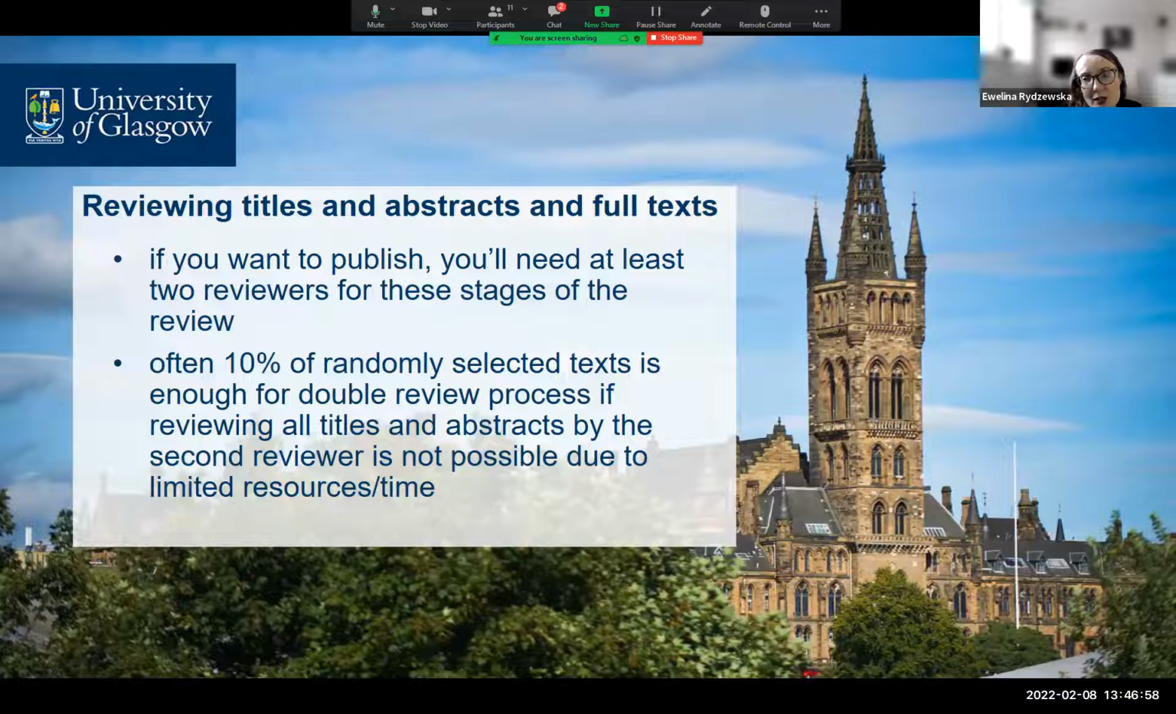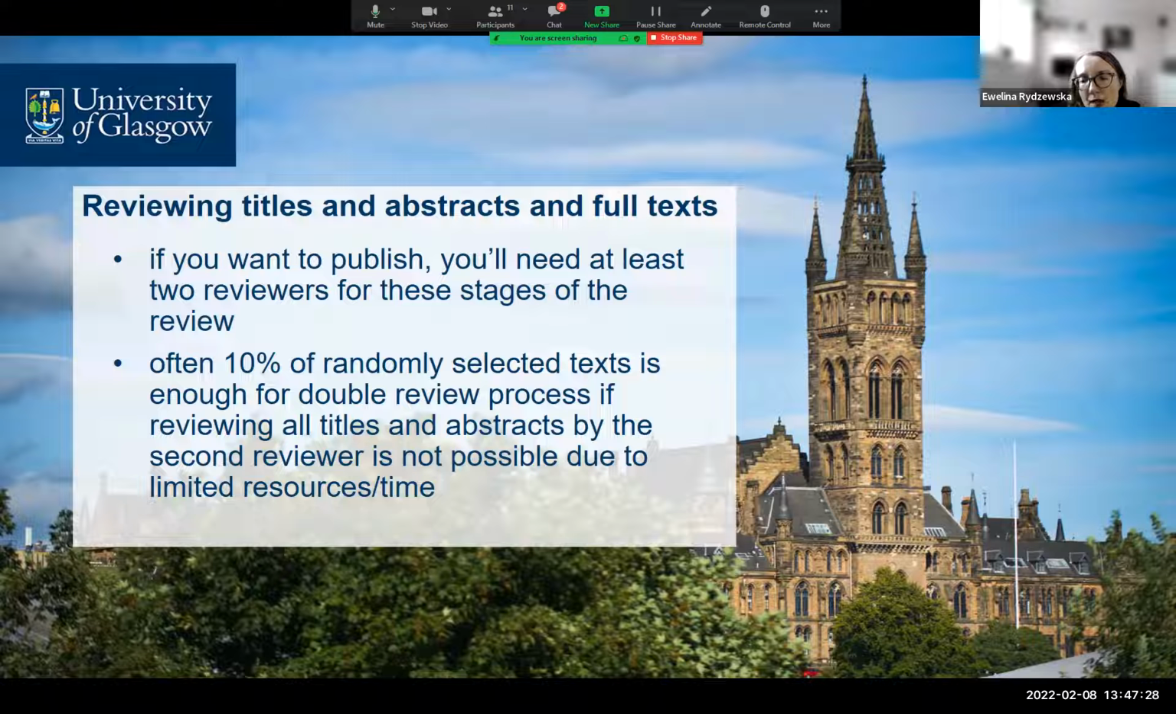Reviewing titles and abstracts, speaking of that, and full text of the papers. If you want to publish your review, you will need to have at least 2 reviewers. It's just standard practice. 1 reviewer is not enough. So that's something I think really worth remembering for student projects, especially for masters or BSc projects, for example. If students want to publish, they will need to have a second reviewer.